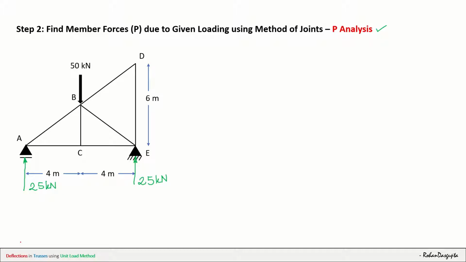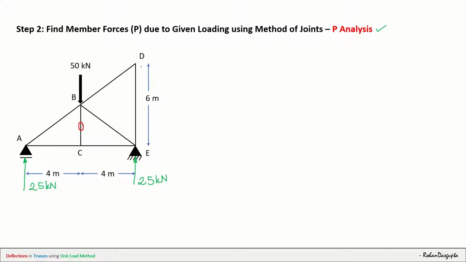Now see, our next step is to find out the zero force members, that is the members that have zero forces. So you see here, if you examine the joint C, here AC and CE are collinear, right? And there are no loads acting at C, so therefore the force in the member CB will be 0. Okay, so I have identified this zero force member.